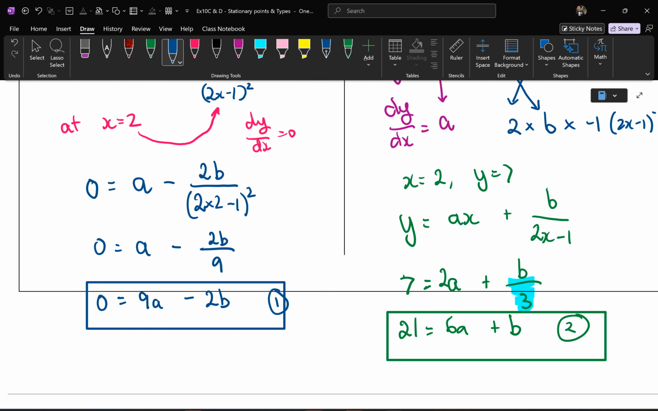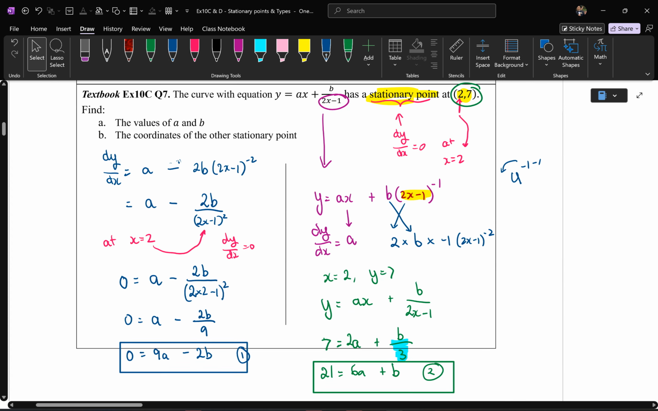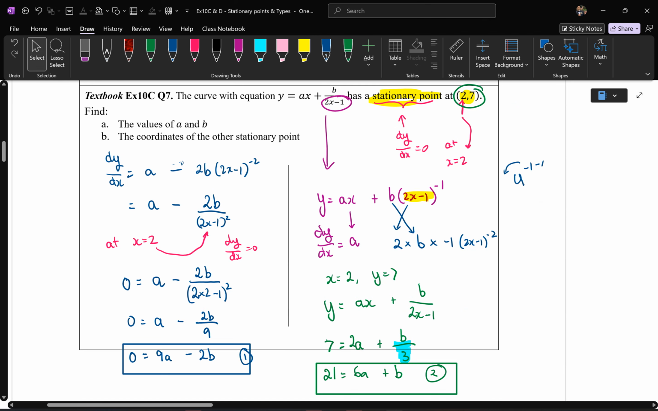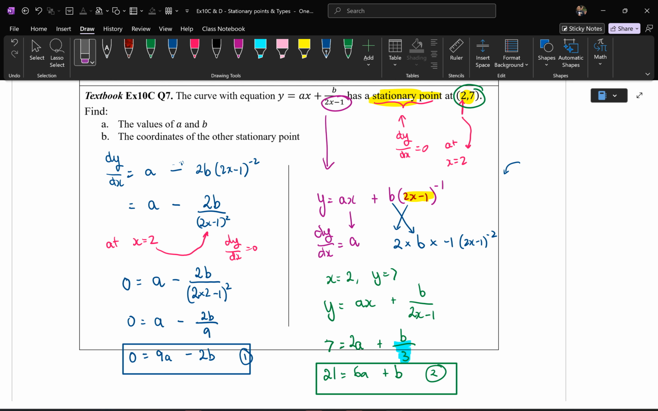Simultaneous these two now. So from this point, it should be more directive or more self-explanatory. Most of you should be able to then solve this part now. Let's put it all together. I'm just going to write in purple on this side just to make a bit of space. I'm trying to work out 0 equals 9a minus 2b, and you've got 21 equals 6a plus b. How do we solve this? Elimination method or substitution method? Up to you, doesn't matter.